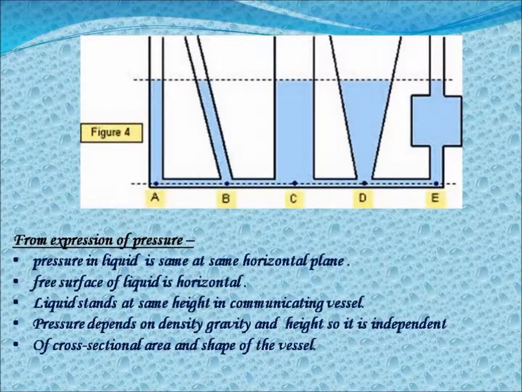Unit and dimension of pressure. The unit of pressure is Pascal. 1 Pascal is equal to 1 Newton per meter square. The dimension of pressure is M L^-1 T^-2.